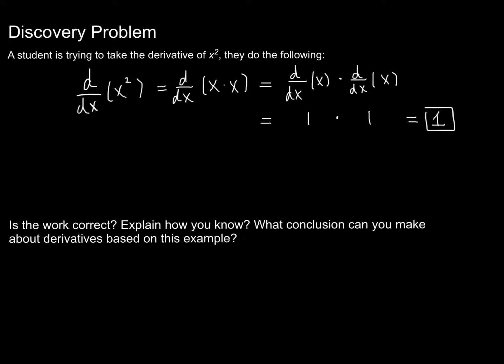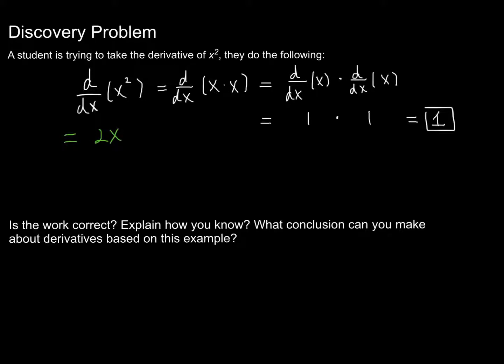If we take a look at this work, we can spot the problem pretty quickly. The derivative of x squared, and you can tell this from many different vantage points, is not 1. The slope of a parabola is increasing in both directions, and so it does not make sense that the slope of the function is always 1. And we know by applying the power rule that we've proven that the derivative of x squared is 2x.